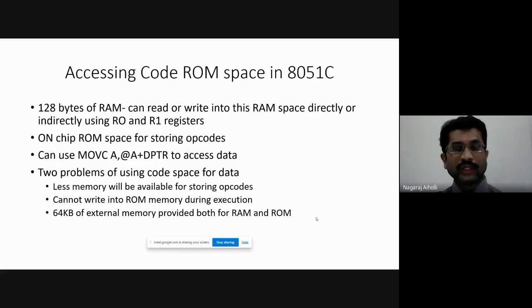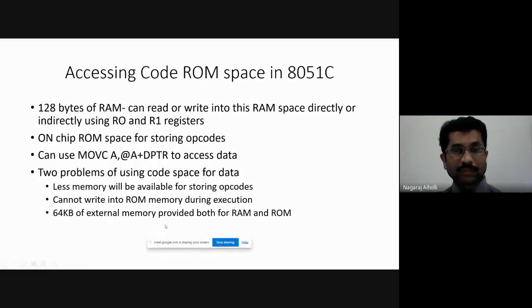Now, what is the size of ROM memory in 8051 microcontroller? How much is the size of ROM memory? 4 kilobytes. 4 kilobytes, exactly. It is 4 kilobytes. Okay. Now, when we start storing the data into the ROM memory, the available memory for storing the opcode will become less. So the manufacturers have made a separate memory space for storing the data, and that memory space is nothing but the external memory space. They have allotted 64 kilobytes of external memory for RAM memory, and 64 kilobytes for ROM memory for 8051 microcontroller.